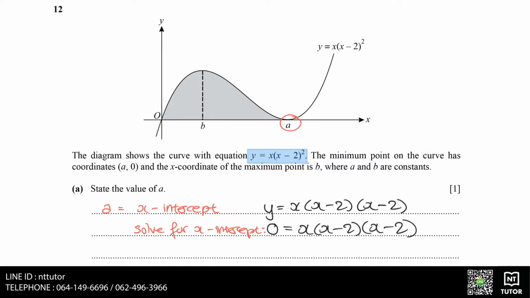From the factorized format, we know that the solutions are x equals 0 and x equals 2. x equals 0 corresponds to the point where the curve passes through the origin. Therefore, a must be equal to 2.